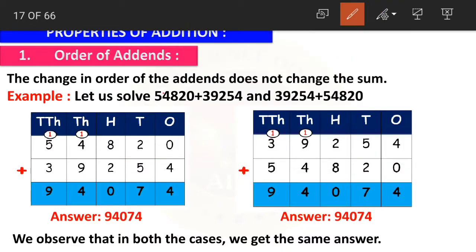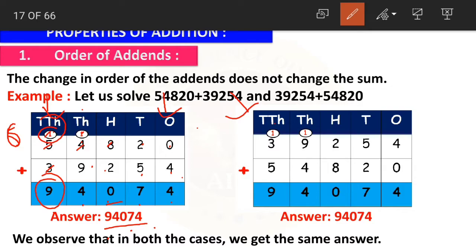How do we find out the sum? We start from the ones place. 0 plus 4, 4. 2 plus 5, 7. 8 plus 2, 10. 0 here and 1 carried. Right, children? Now thousands place. 1 plus 4, 5. 5 plus 9, 14. 4 here, 1 carried. And the 10,000s place. 1 plus 5, 6. 6 plus 3, 9. Yes, what answer did we get? 94,074.